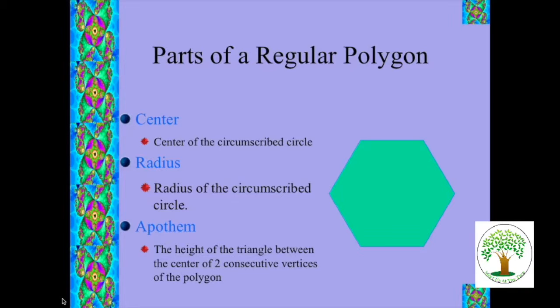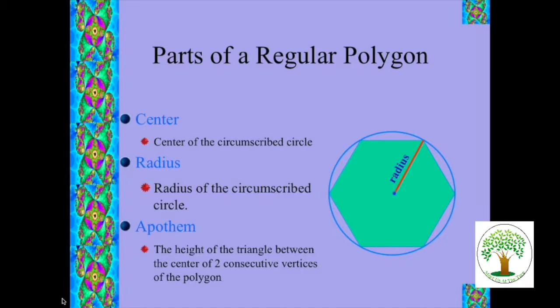The center of the circumscribed circle. If I put a circle around this hexagon, the center of the hexagon would be the same as the center of the circle. I want you to notice that each of the vertices of this hexagon touch, or are tangent to, that circle. The radius of a polygon is the same as the radius of that circle.